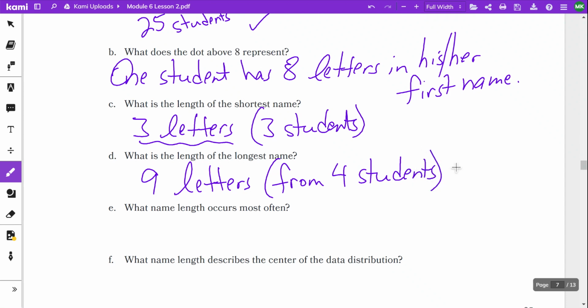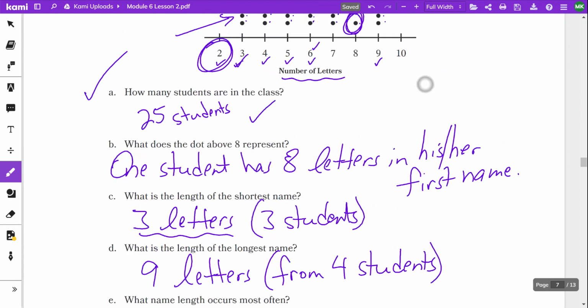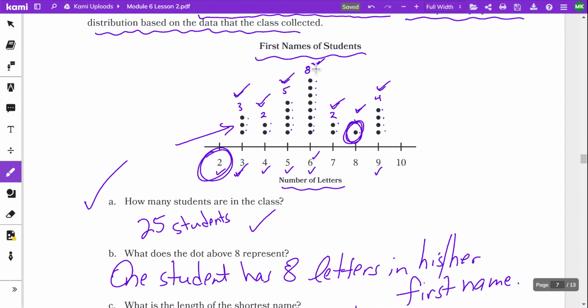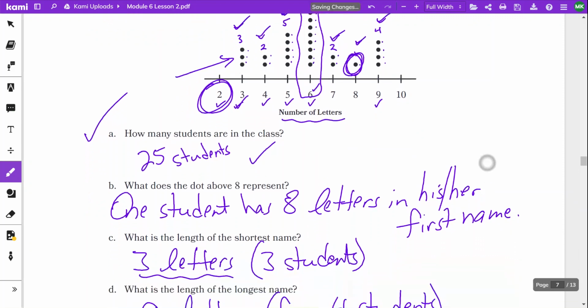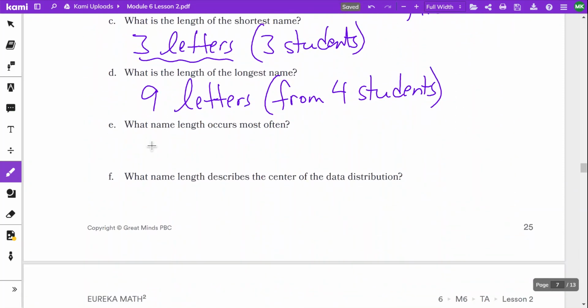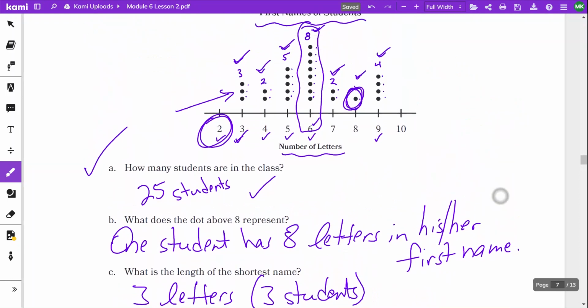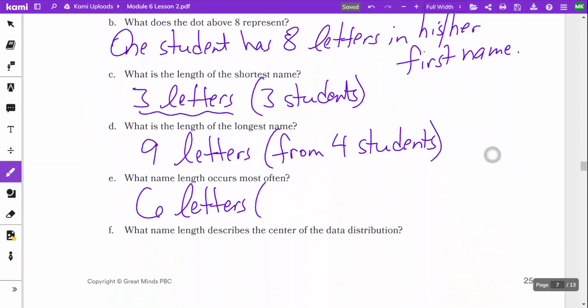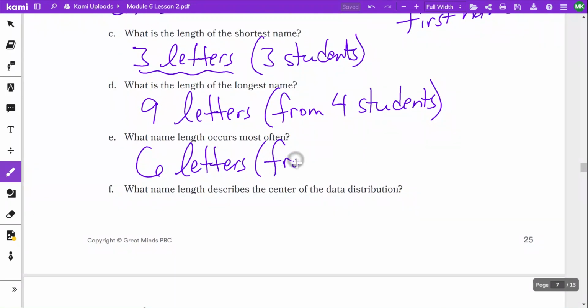Or my teacher. What is the length that occurs most often? Well, you might as well just look at the tallest right column there, and that's 6 letters, right? 6 letters occurs most often, right? And how many kids was that? Let's see. I keep going back and forth. Gee, eight different students, right? So 8 from 8 students. There you go.